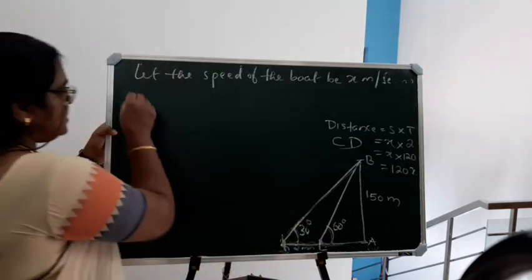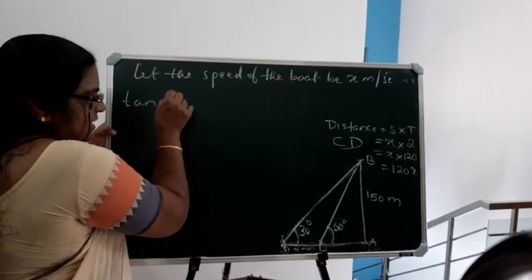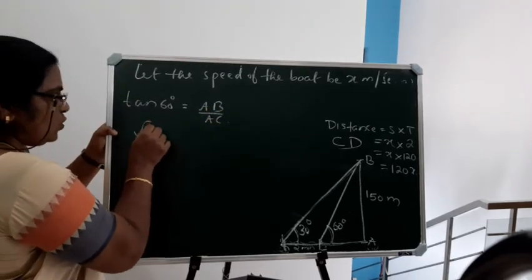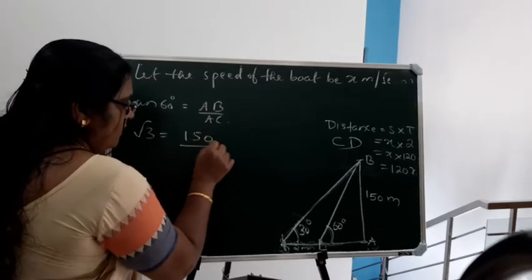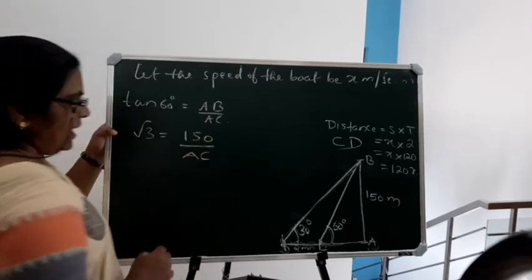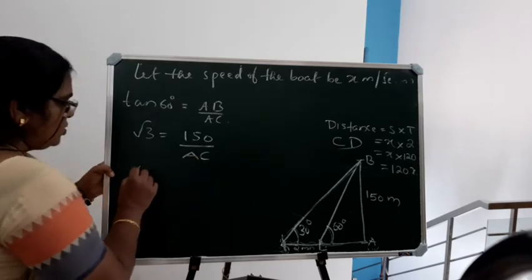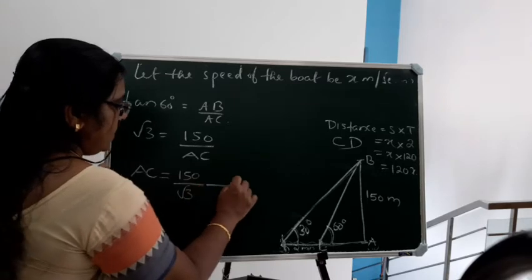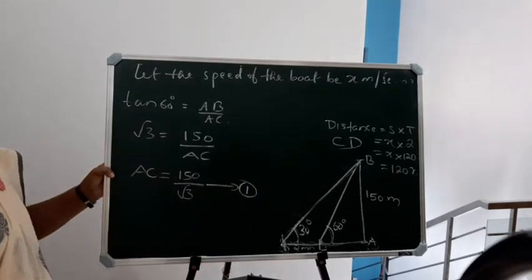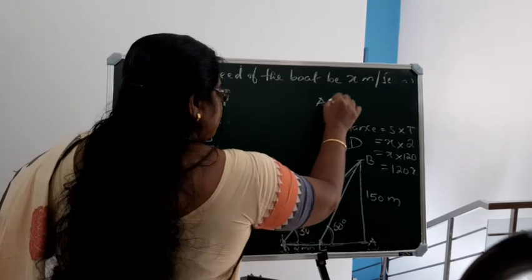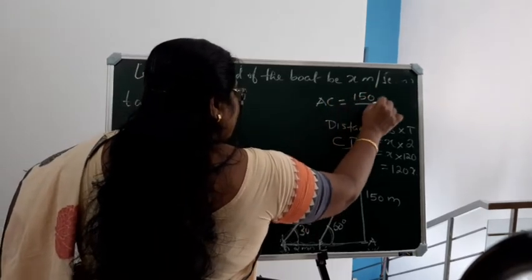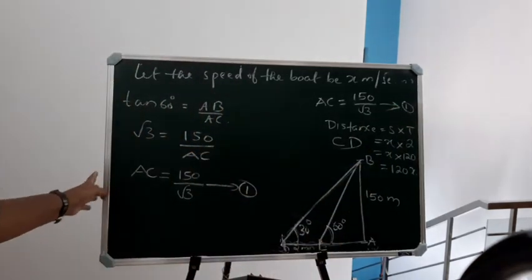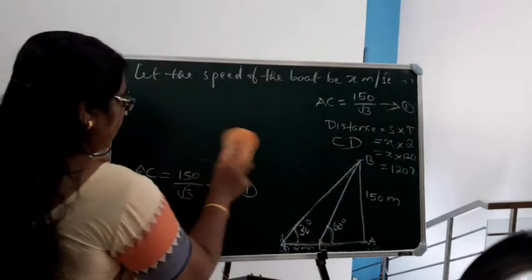Then we can take tan 60. Tan 60 is equal to AB by AC. Tan 60 is root 3. This is equal to AB, 150 meters, divided by AC. And from this we can write AC is equal to 150 divided by root 3. Equation number 1: AC equals 150 divided by root 3.